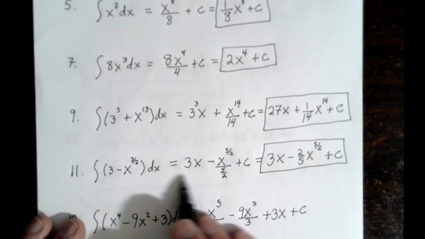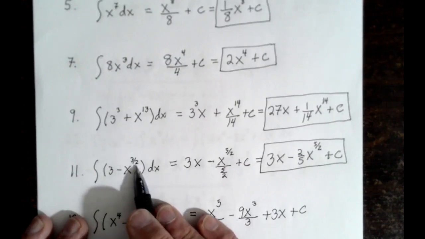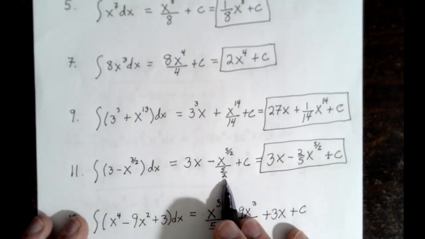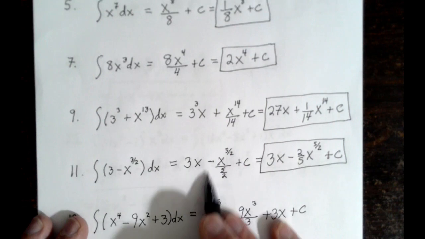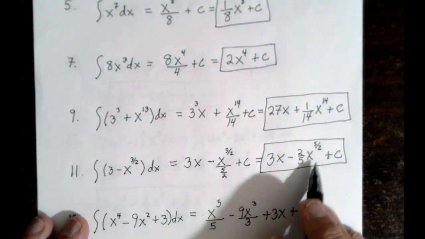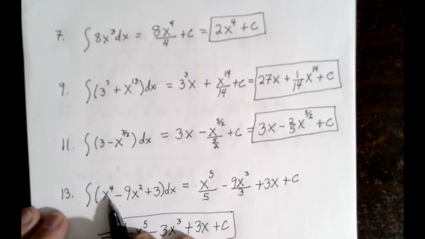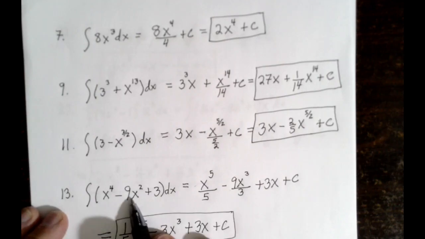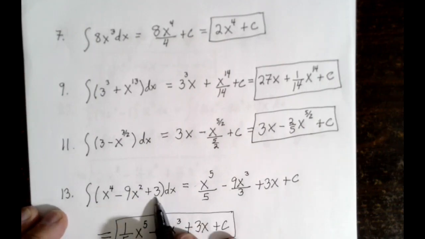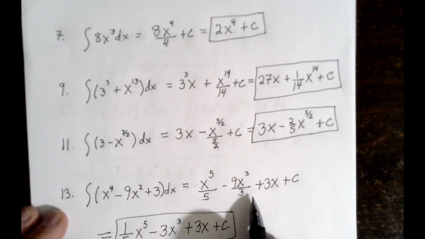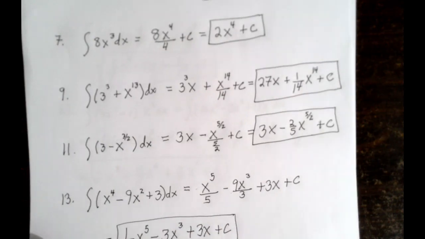The integral of 3 is just 3x. The integral of x to the 3 halves is x to the 5 halves divided by 5 halves. And when you flip the bottom, it becomes 2/5 up top. This one's x to the 5th over 5, 9x to the 3 over 3, and 3x. And when you clean it up you get this guy here.